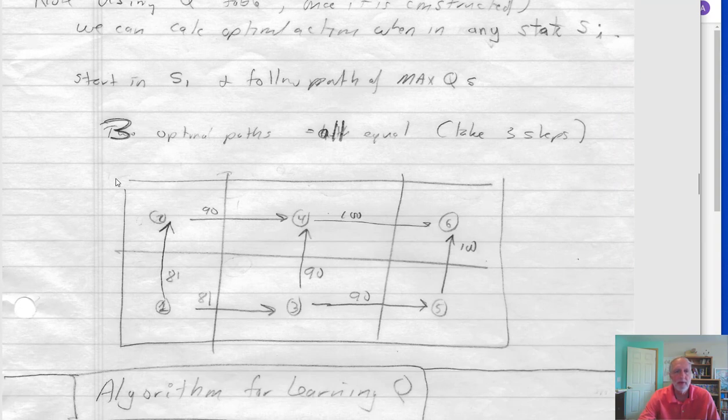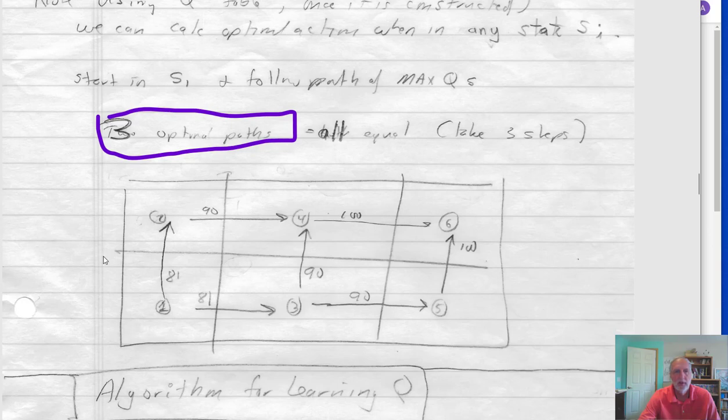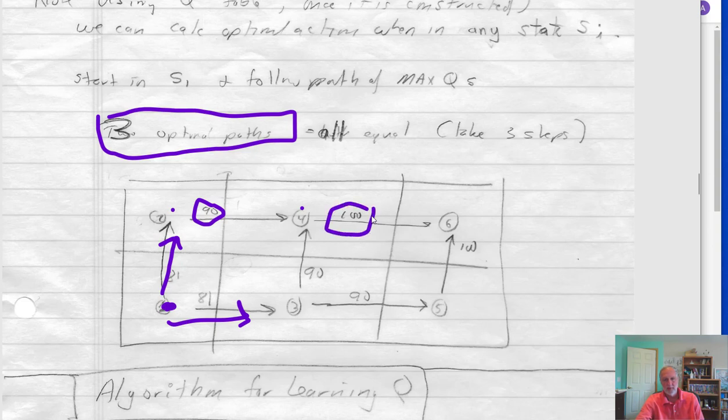So this is just a diagram that shows the different optimal paths that you can take if we're in state 1. So following the Q values, the path of highest Q values going out of 1, it doesn't matter whether you go up or over because the Q value is 81. Once you get into state 2, it's obvious that you need to go over. And once you get into state 4, it's obvious you need to go over and collect the 100.